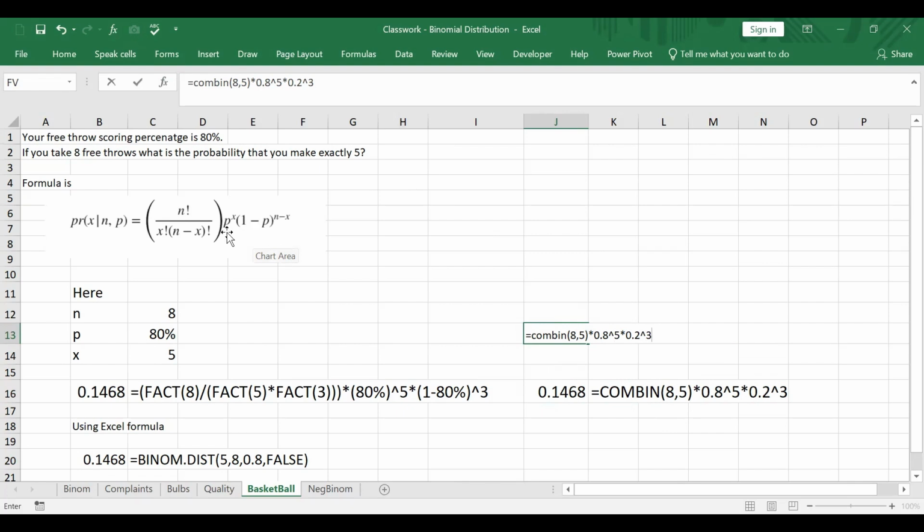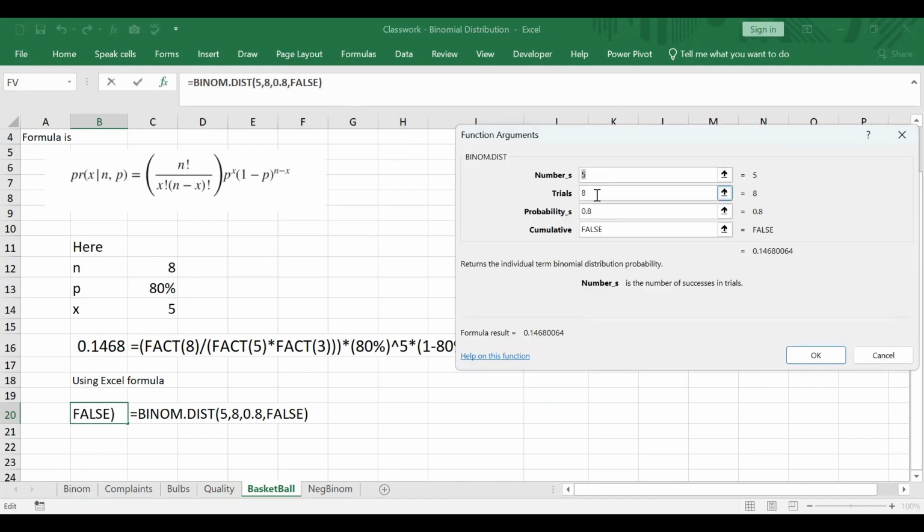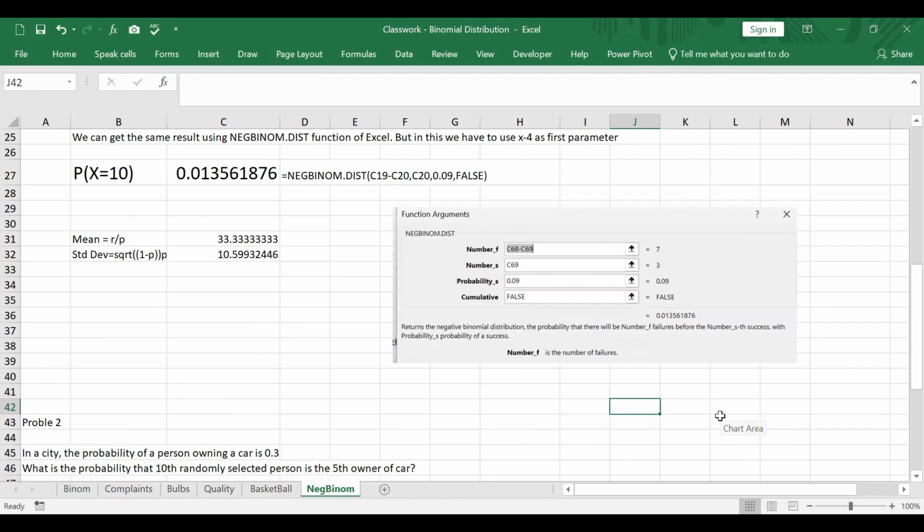So in this case, p is 0.8, so 0.8 to the power of 5, x is 5. And 1 minus 0.8 is 0.2, and 8 minus 5 is 3. So anyway, put this formula in. That comes to 0.1468, the same as using factorial or using binomial directly. Binomial directly is 5 successes in 8 trials, probability of 0.8, and cumulative is false because you want exactly 5 throws. Both are the same.